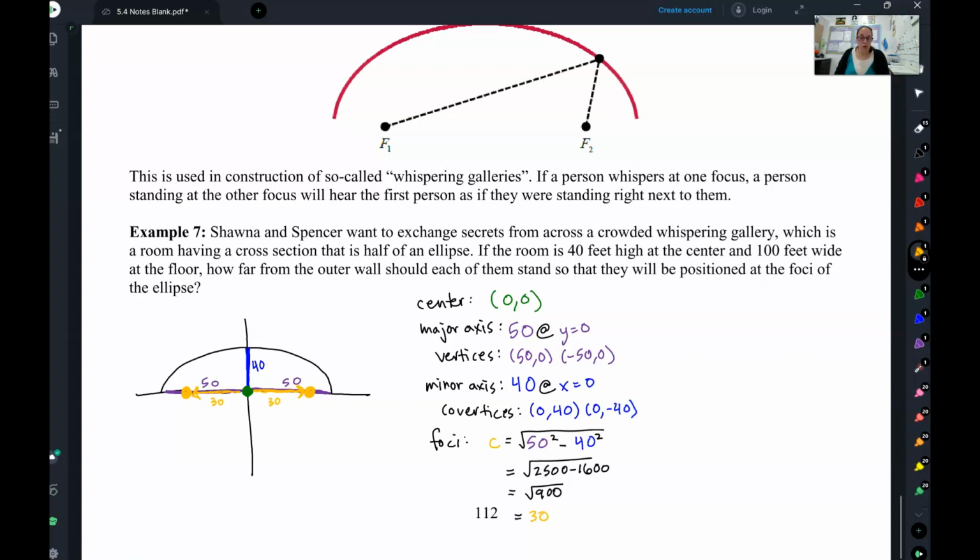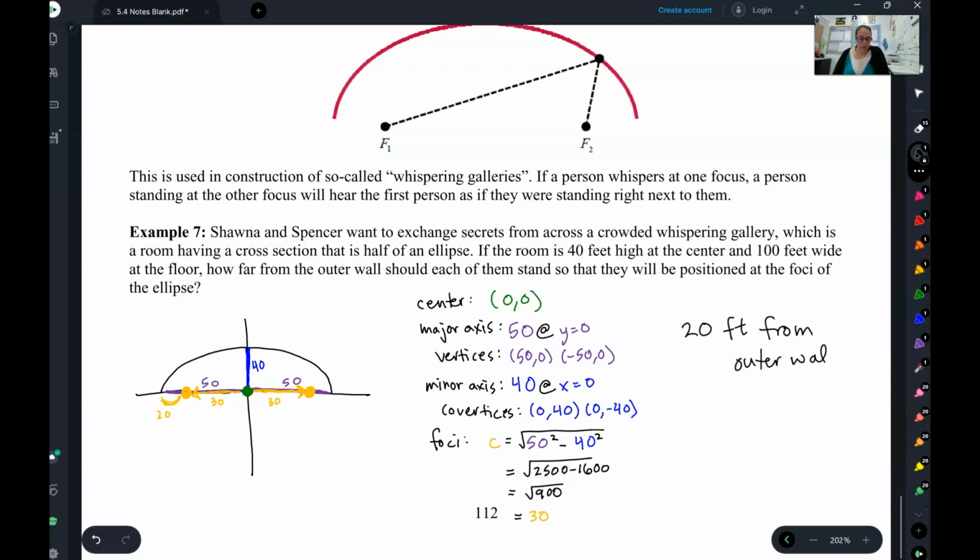Now, if my foci are 30 feet from the center, I now have all the information I need to answer the question. The question is, how far from the outer wall should they stand? Well, if I'm 30 feet from the center, that means I am 20 feet from the outer wall. So their answer is they should both stand 20 feet from the outer wall, and then they should be able to hear each other.